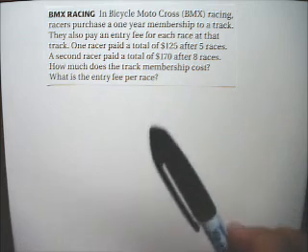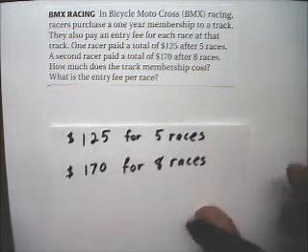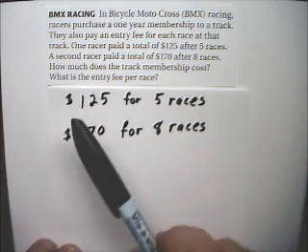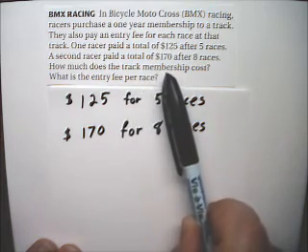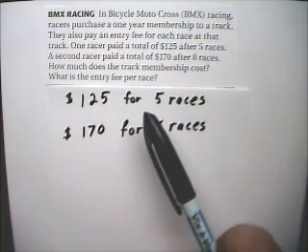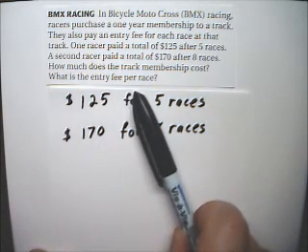After 5 races, the total cost is $125. After 8 races, the total cost was $170. And that's really all we know. And we have to come up with the track membership for the whole year. That's like an initial cost. That's going to be our b. What is the entry fee per race?